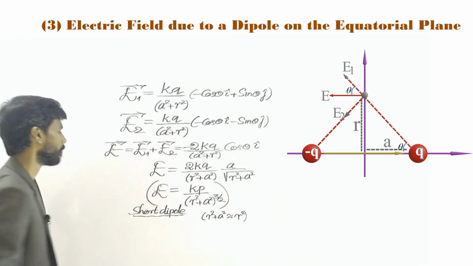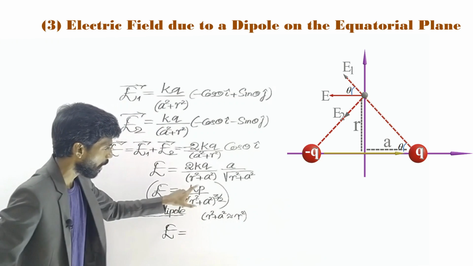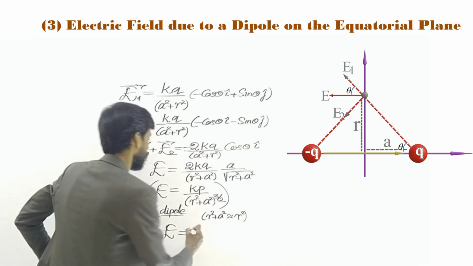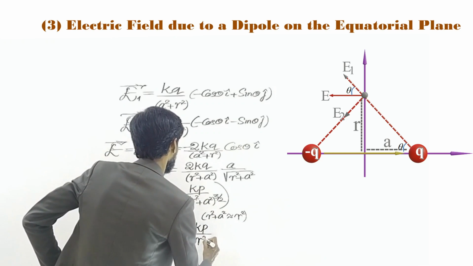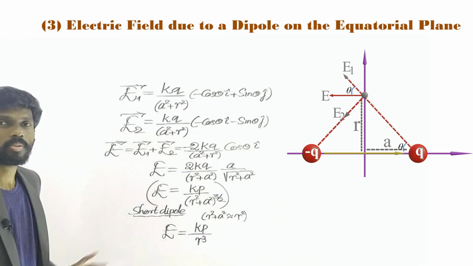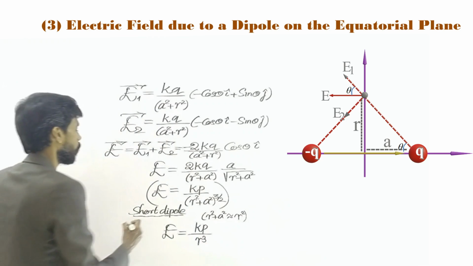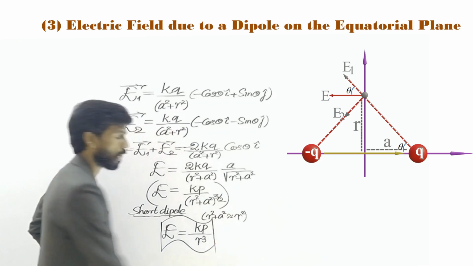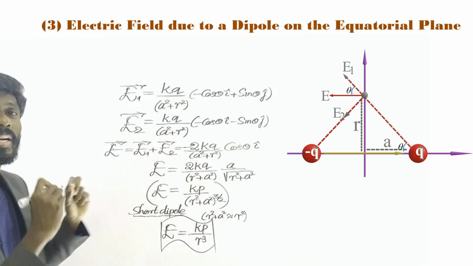What will this become? We'll get E equals kp divided by r squared to the power 3 by 2, so that is r cube. So kp divided by r cube. That is the formula for the electric field due to a short dipole. This is the formula that you have to remember. This is the electric field at a point on the perpendicular bisector.